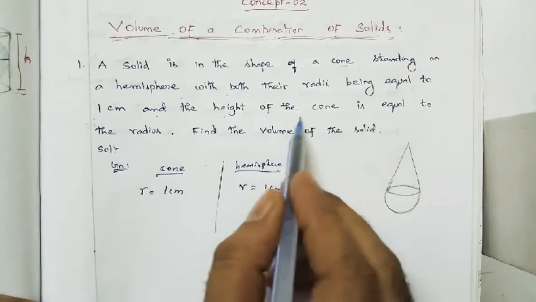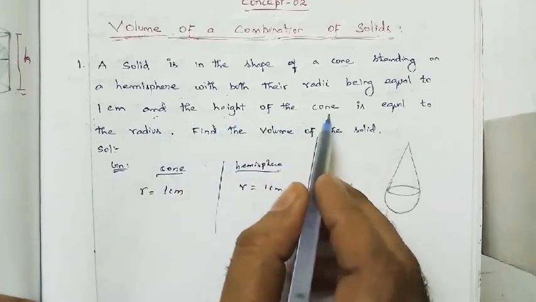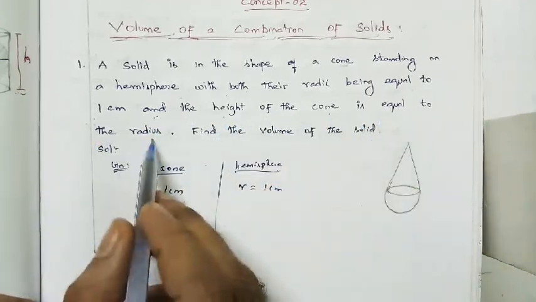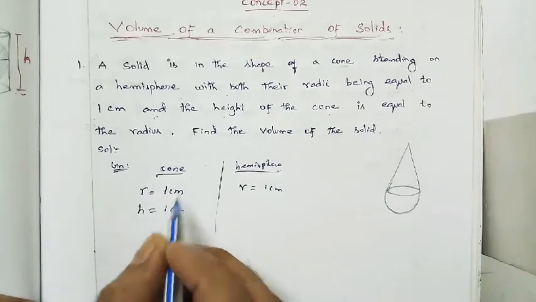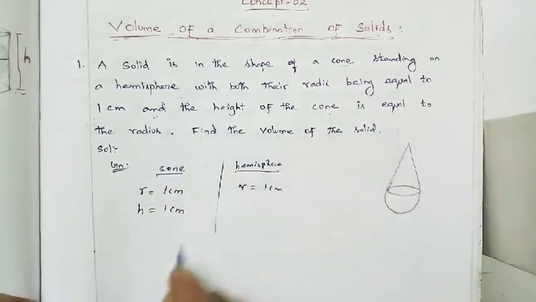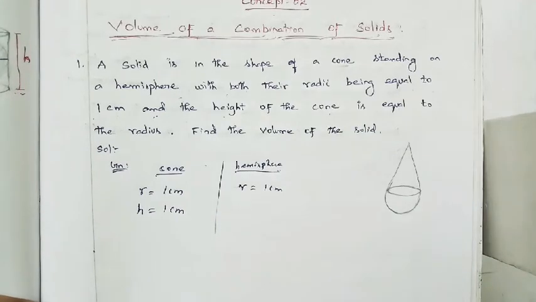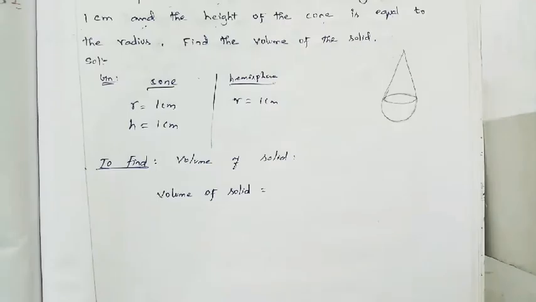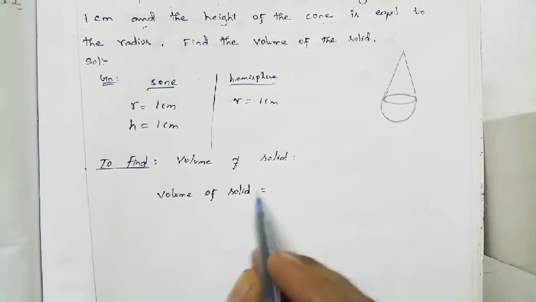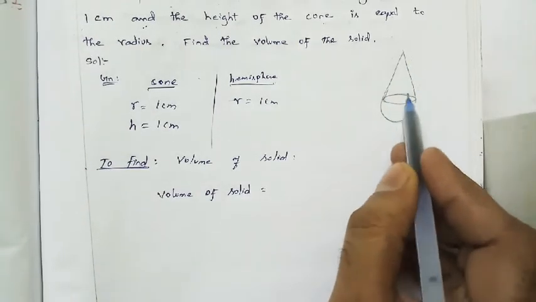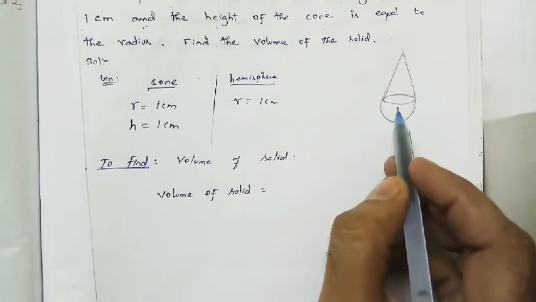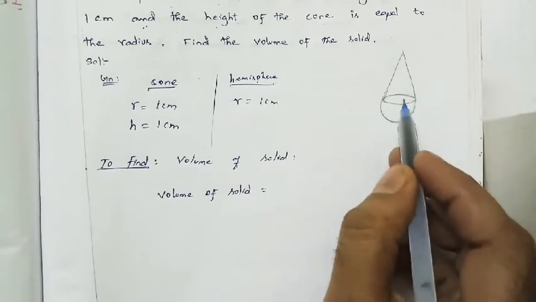And the height of the cone is equal to the radius. Height also is equal to 1 centimeter. Find the volume of the solid. What we want to find is the volume of the solid. So the volume of the solid is equal to, what are the shapes we are having? A hemisphere with a cone. So the volume of cone plus the volume of hemisphere.